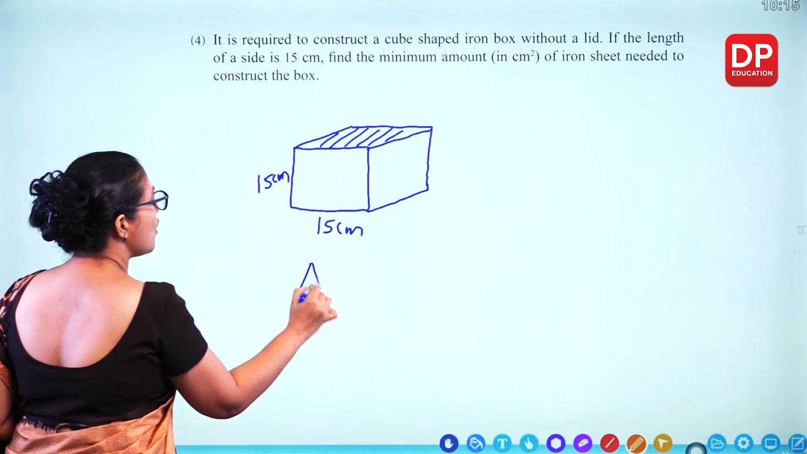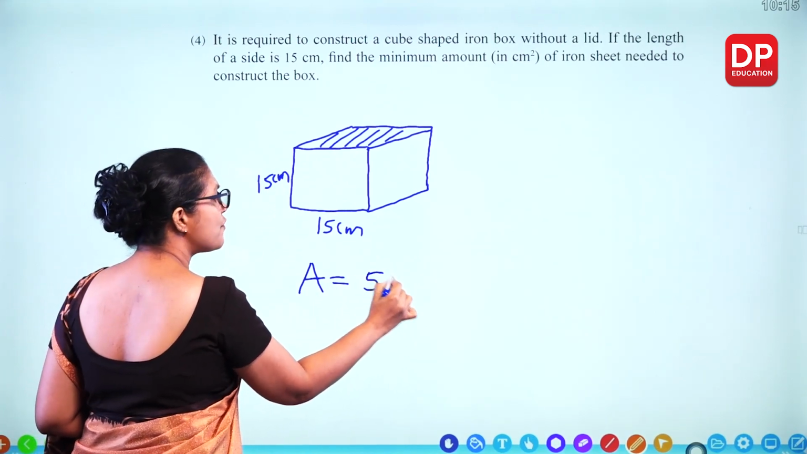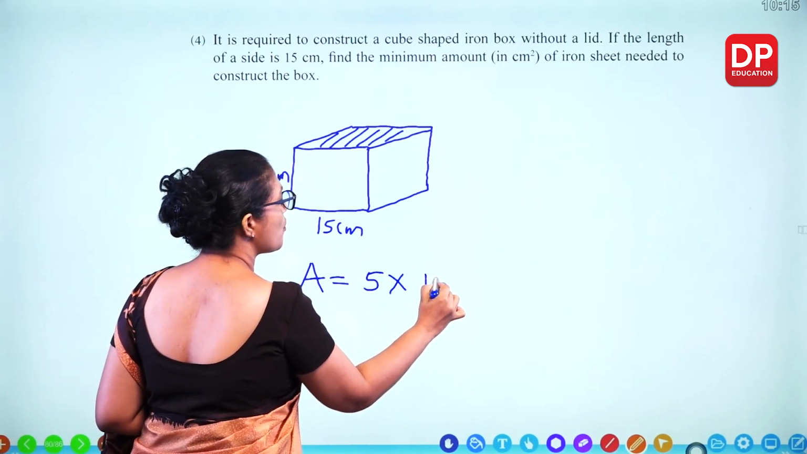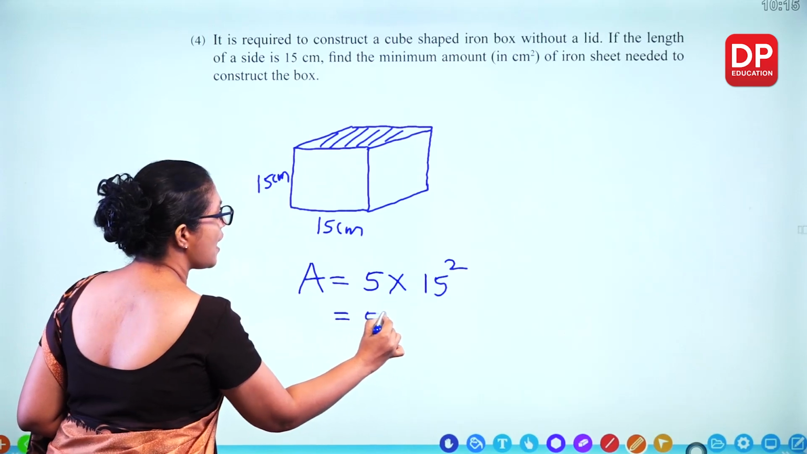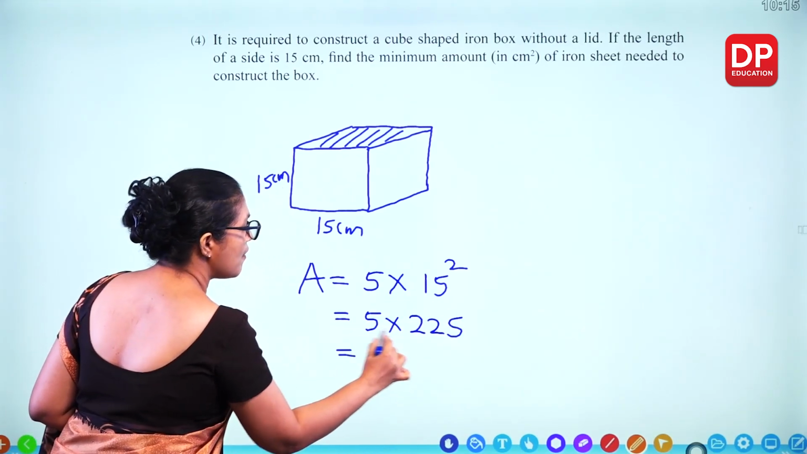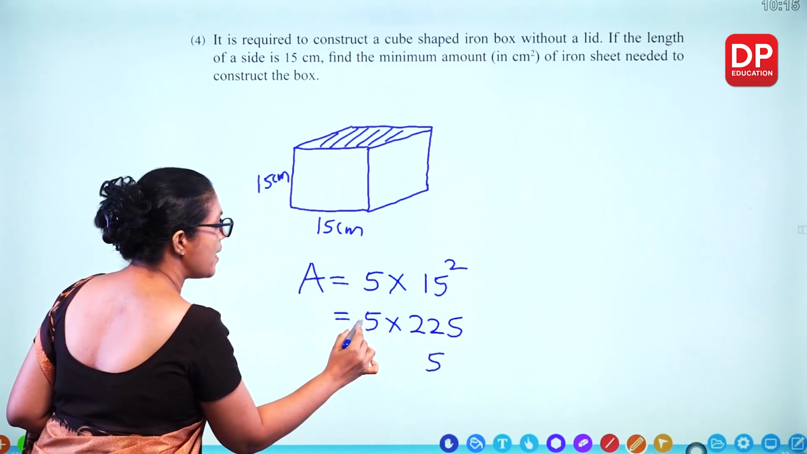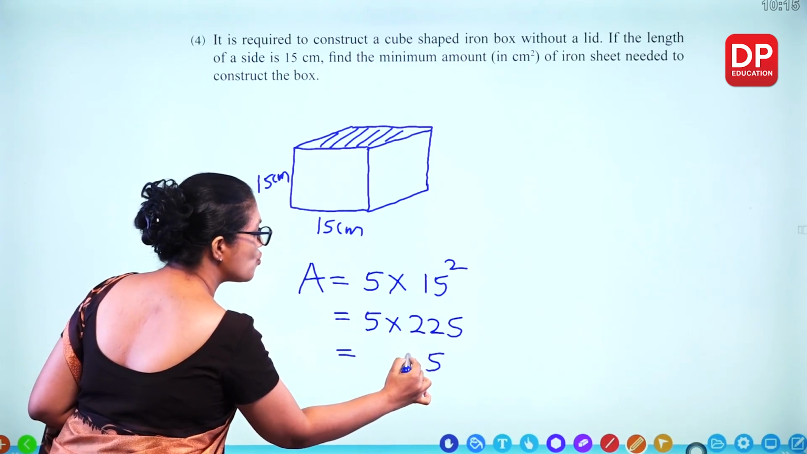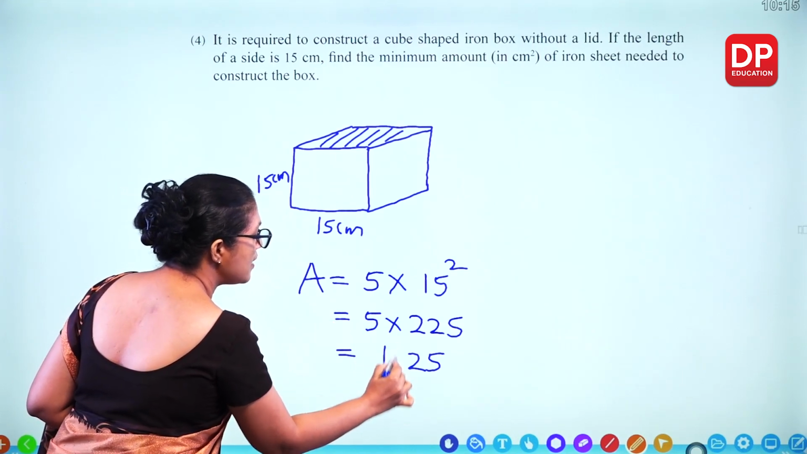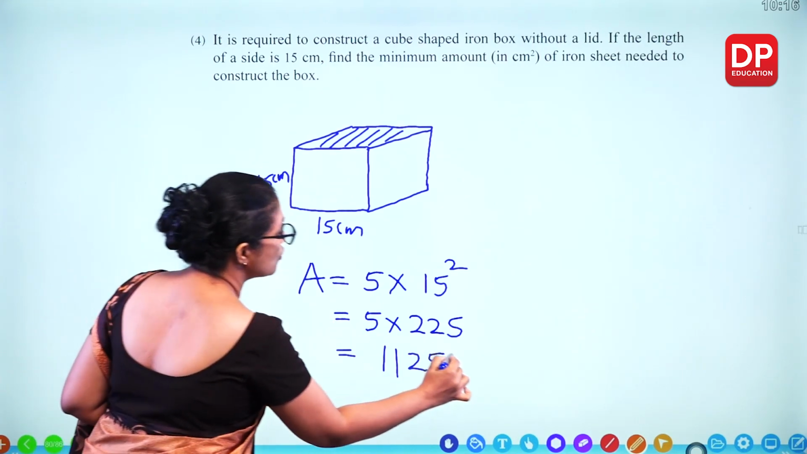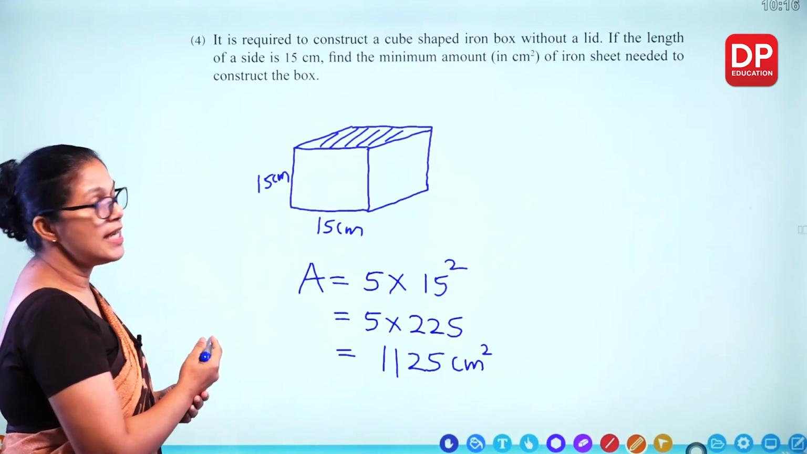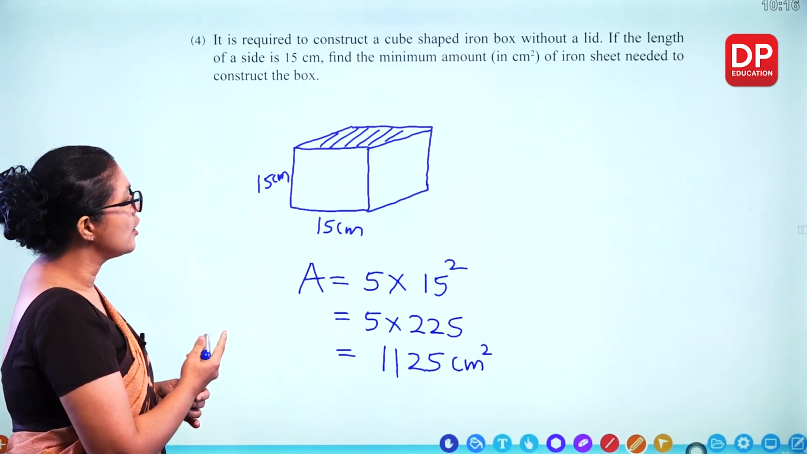So you can find out the area is 5 times a squared. That means 15 squared. 5 times 15 squared is 225. 5 times 5, 25. 2 remaining. 5 times 2, 10 plus 2, 12. 1 remaining. 5 times 2, 10 plus 1, 11. So square centimeters. You need iron sheet, we need to create the cube.